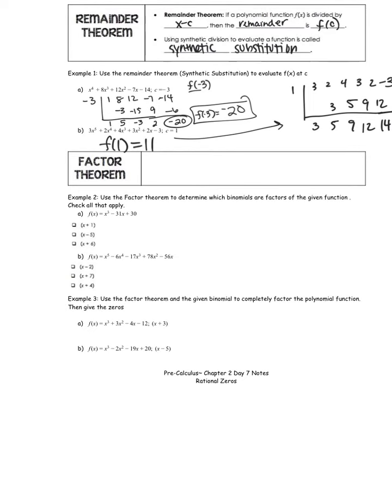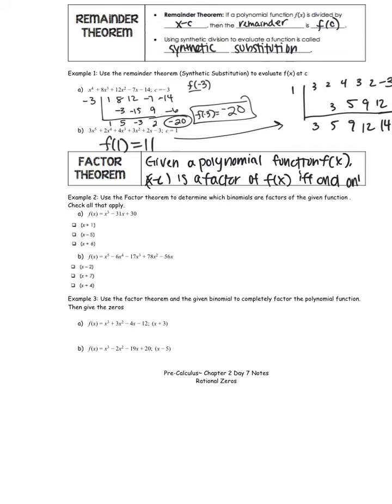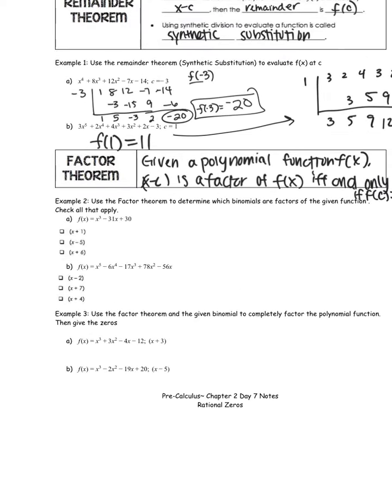Now the factor theorem says that given a polynomial function f of x, x minus c is a factor of f of x if and only if f of c equals 0. So what they're saying is we're going to determine whether each of these binomials is a linear factor by doing synthetic division. First we're going to do 1, 0, negative 31, 30, multiply, add, multiply, add, multiply, add. Okay, so this one is not.